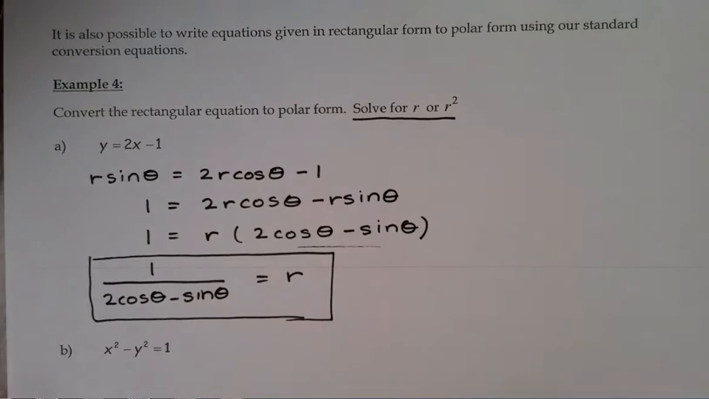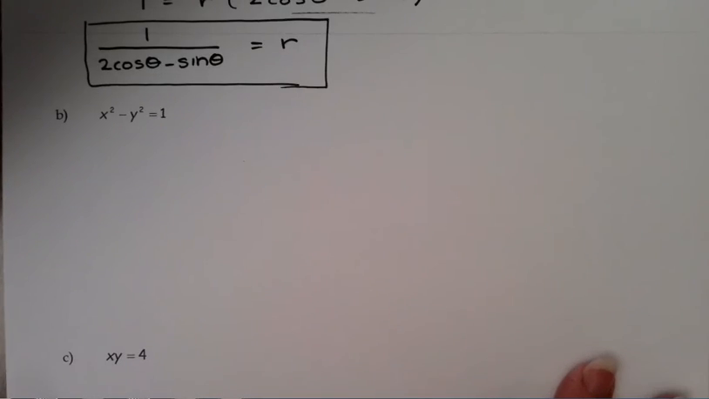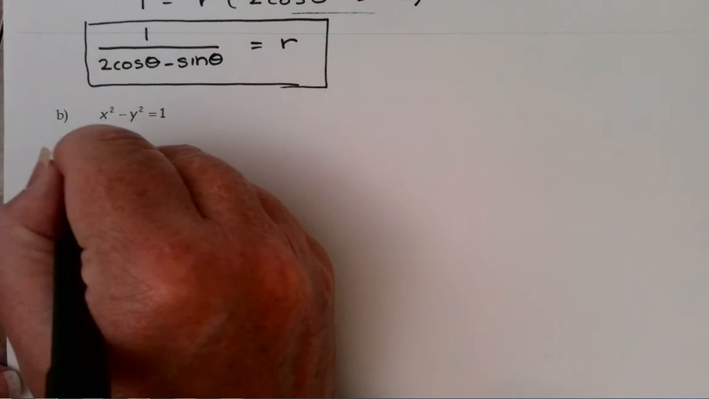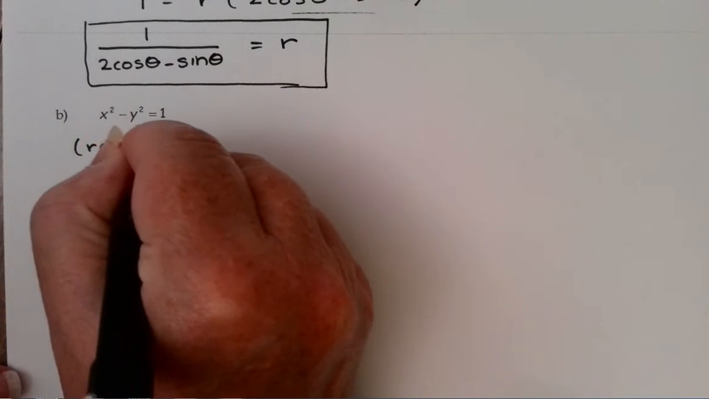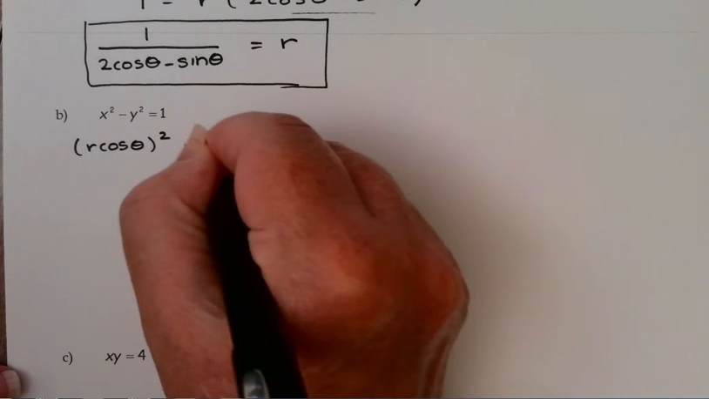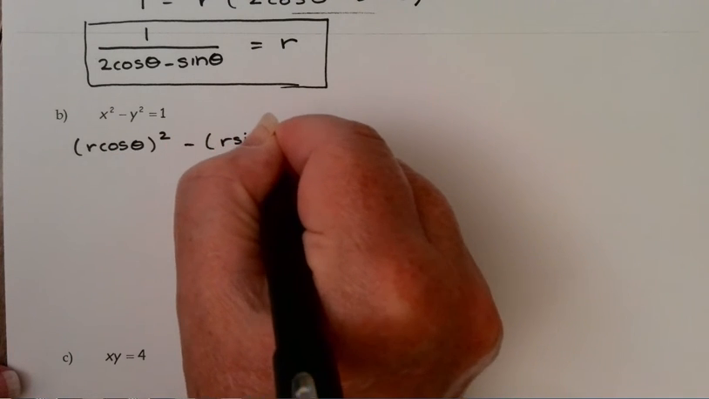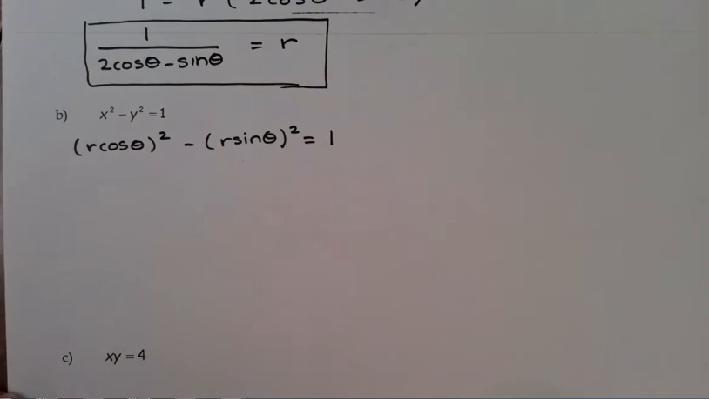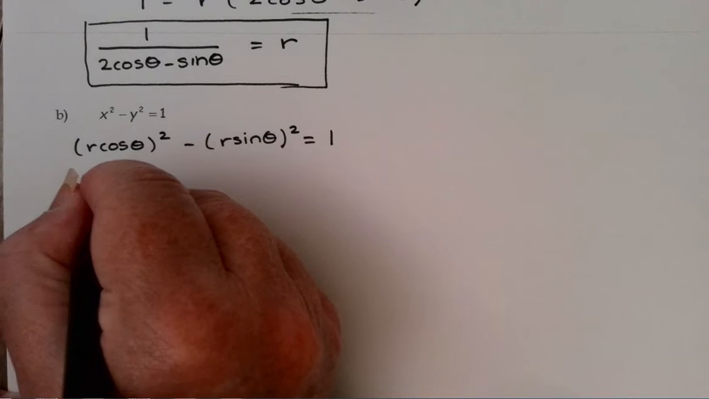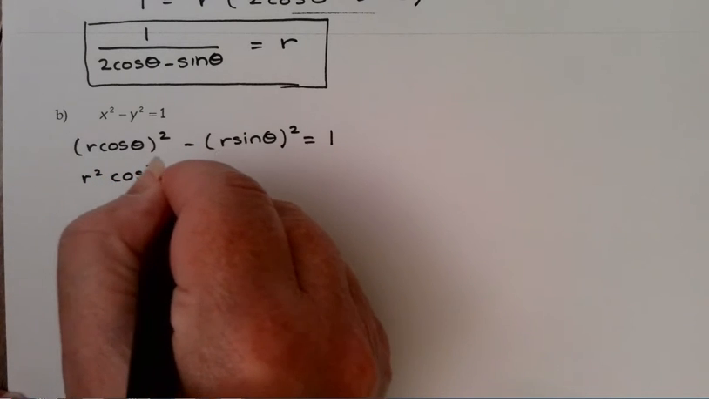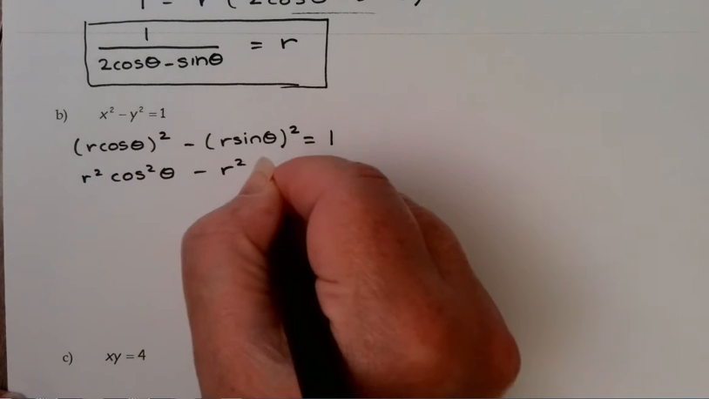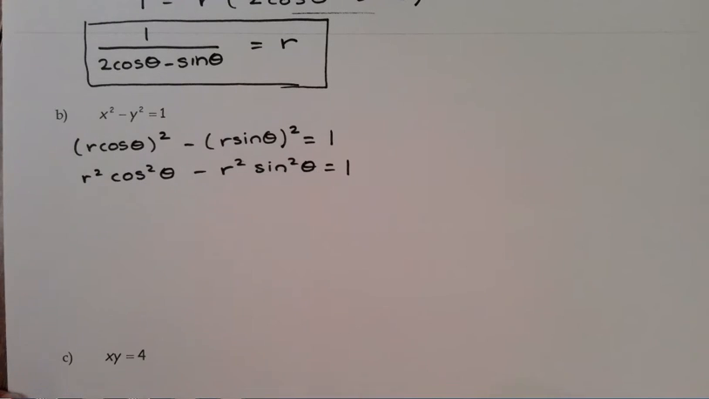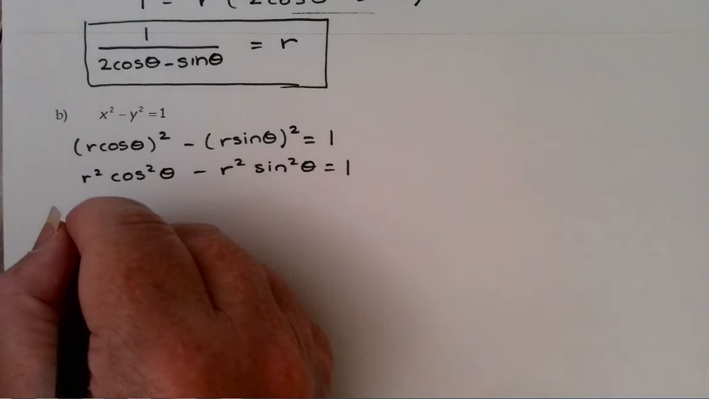All right, let's try B. I'm going to do the same thing here. I'm going to replace the x with r cosine theta and the y with r sine theta. That would be r squared cos squared theta minus r squared sine squared theta. And I'm going to factor out the r squared.